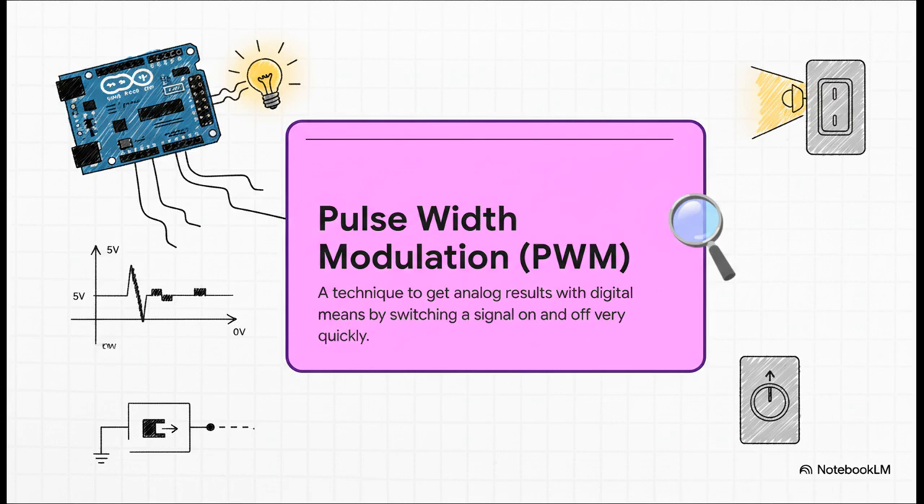But what if you could switch it between on and off really, really fast? Imagine you're flicking a light switch on and off hundreds of times a second. Your eye wouldn't see the flickering. It would just look like the light is dimmed. That's PWM. By changing how long the on time is compared to the off time, you can control the perceived brightness, or, in our case, the average voltage.